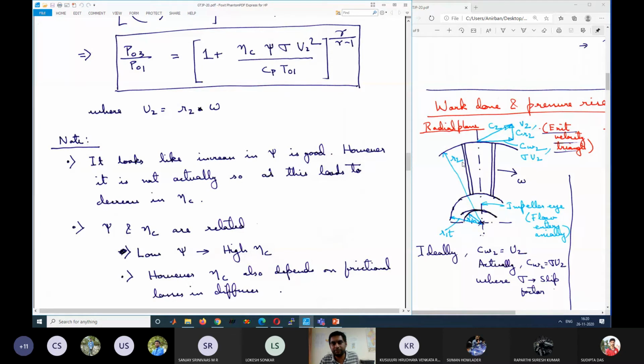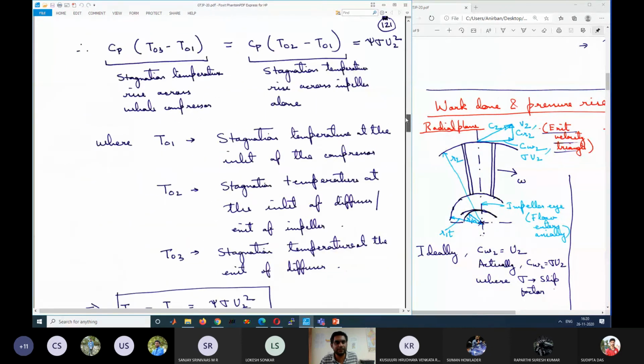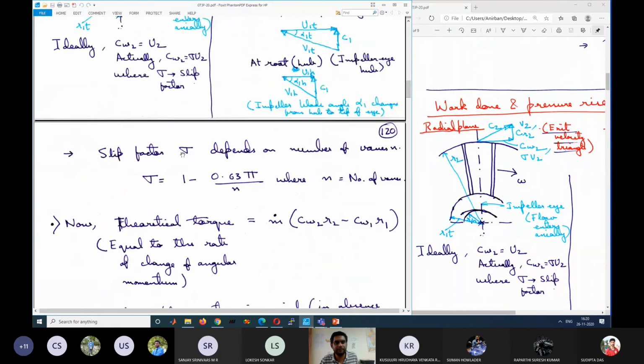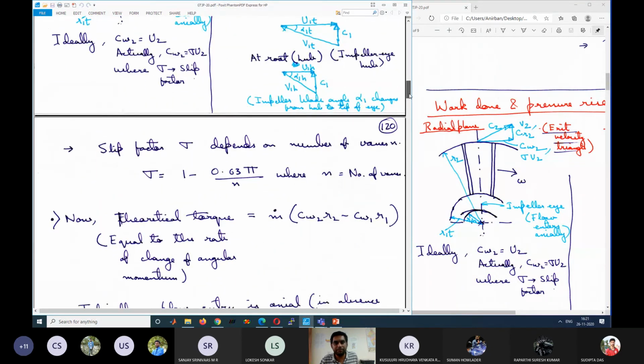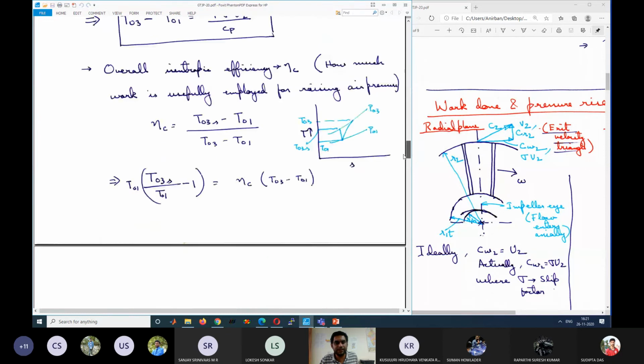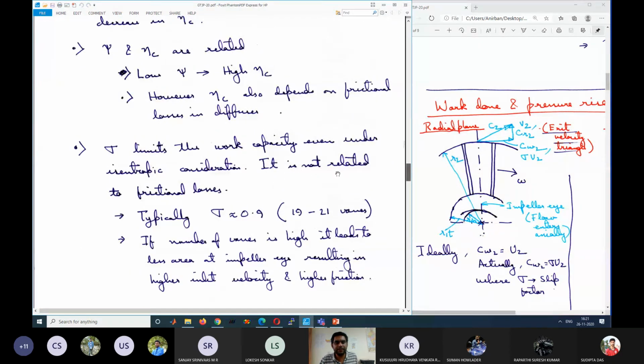On the other hand, if you have very few blades, that also is detrimental because you will get very low sigma, and this is given by the relation that we have defined here. Slip factor will be very low. So the optimum value of sigma is taken as around 0.9, which corresponds to 19 to 21 vanes, and there are different empirical relations. So sigma limits the work capacity even under ideal conditions. It is very important to note here that sigma is not related to any frictional losses.